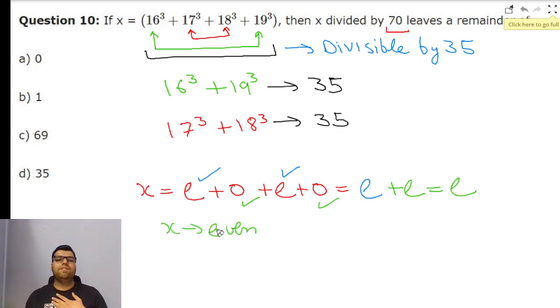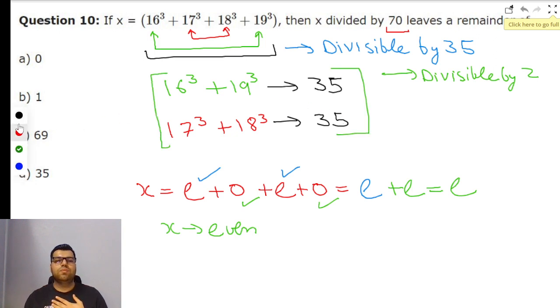If x is even, then x is divisible by 2. Any number which is even is divisible by 2. So we have concluded that the number x is divisible by 35 as well as 2. If a number is divisible by both 35 and 2, I can say it is divisible by 35 into 2 also. So it is divisible by 70.